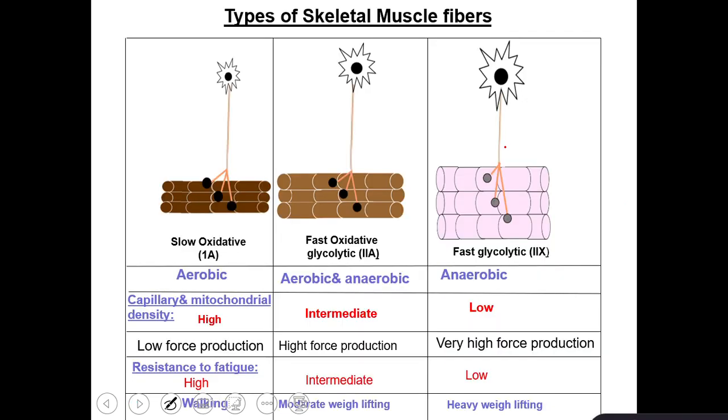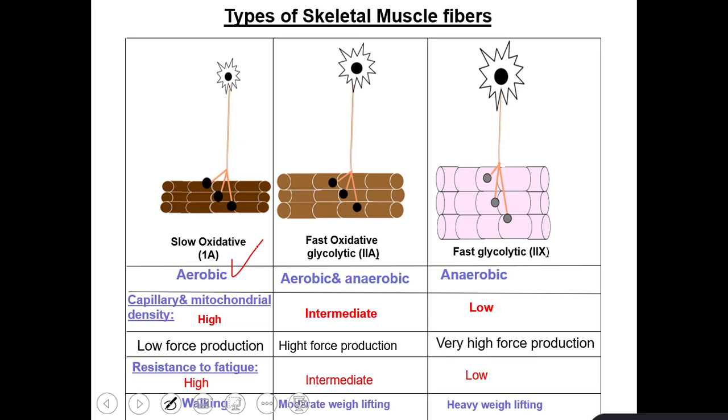We have 3 types of muscle fibers. The slow oxidative ones, and they are aerobic. They need oxygen to work. That's why they have capillaries and mitochondria in higher number. So they have a dense network of capillaries and mitochondria. You know that the mitochondria is where oxygen is utilized.